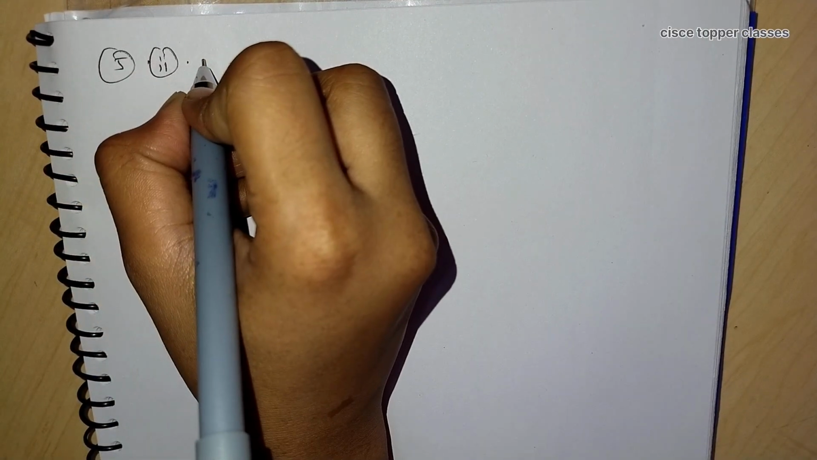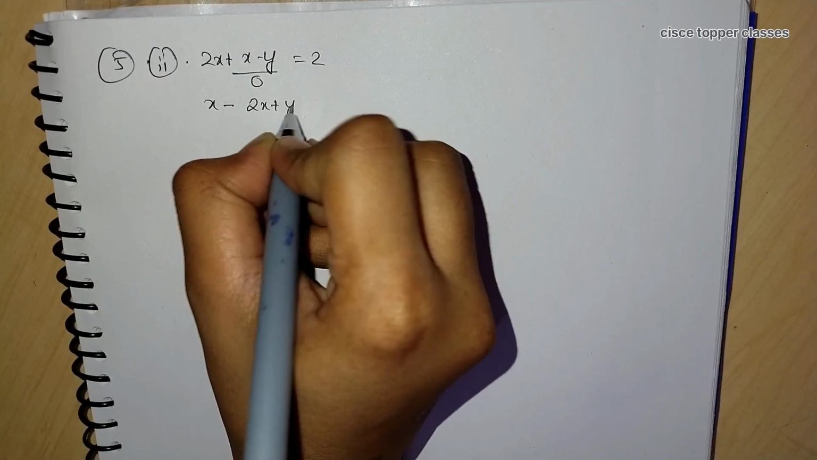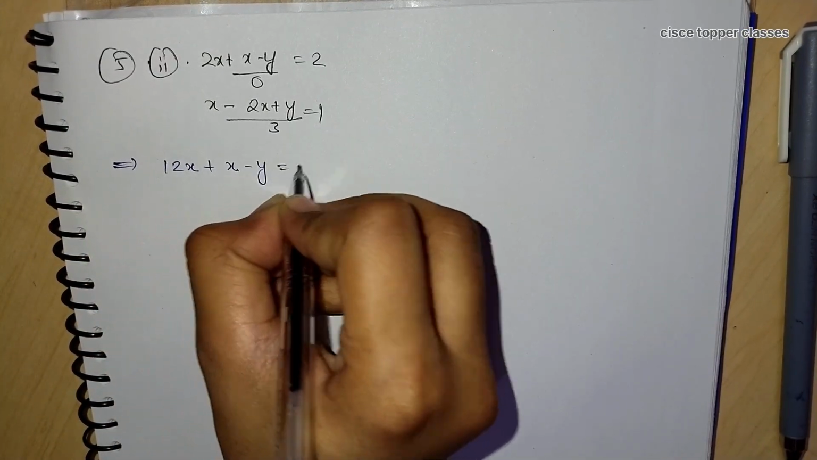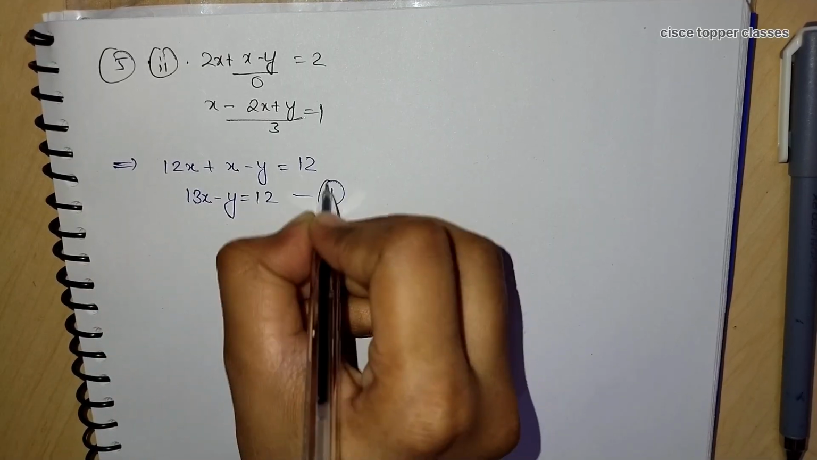Now let us solve the fifth second part here, which is 2x plus x minus y divided by 6 equal to 2. Here x minus 2x plus y divided by 3 equal to 1. We can solve it as 12x plus x minus y equal to 12 here. So 13x minus y is equal to 12 as the first equation.